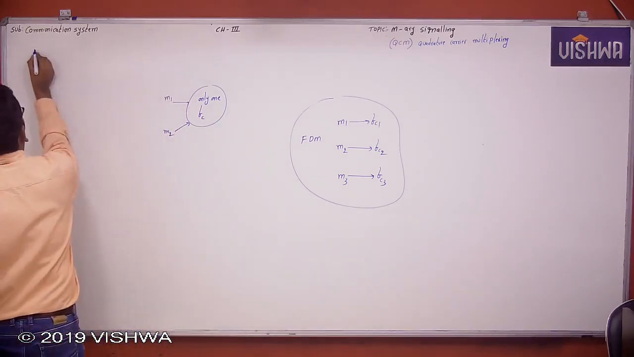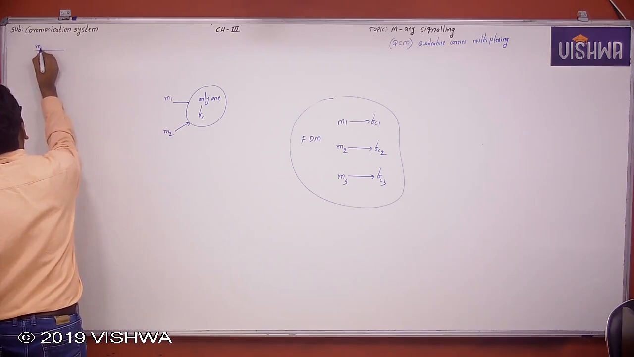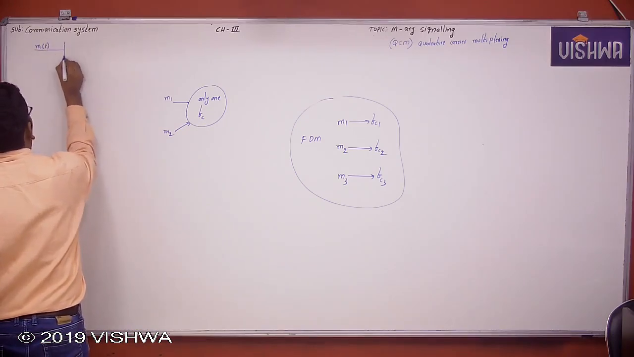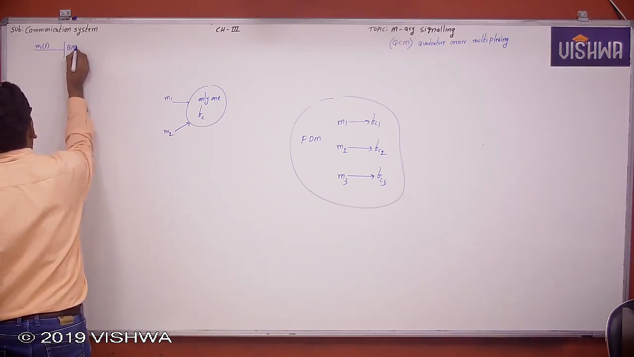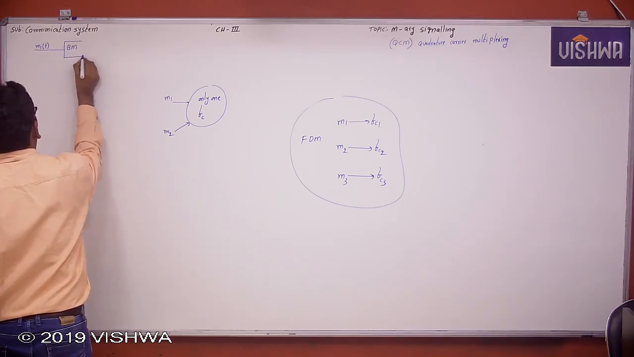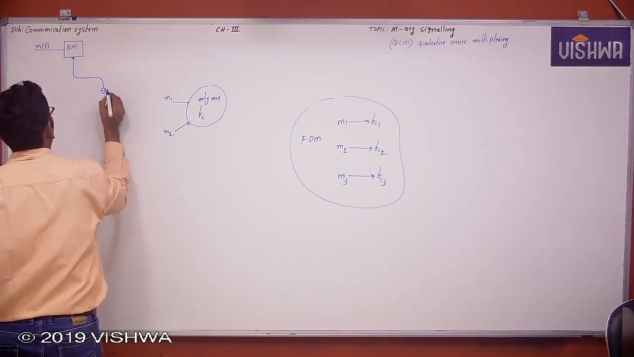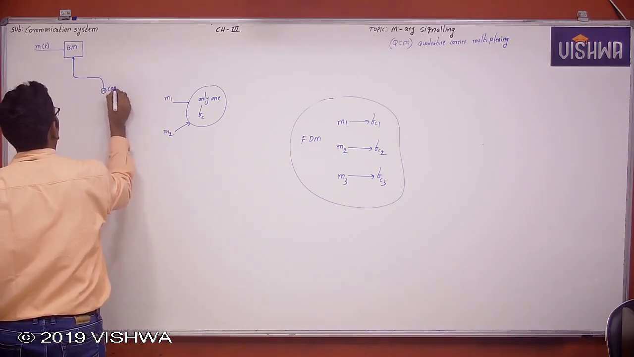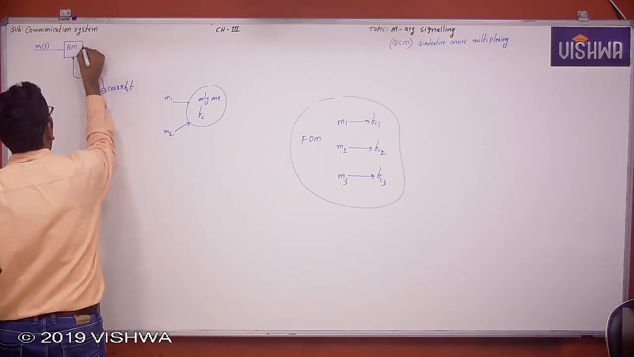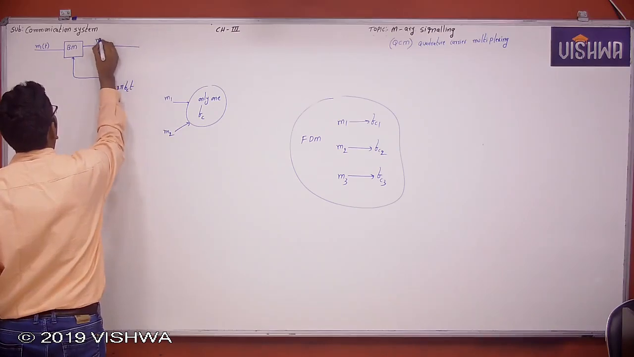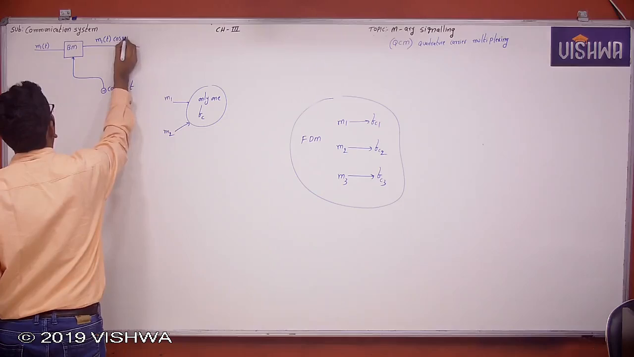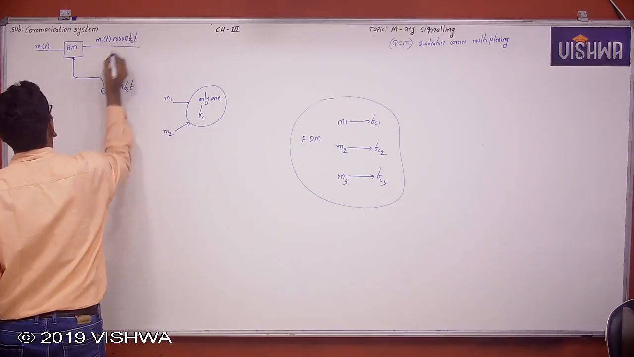So this is the message signal 1, m1 of t. Now this is the product modulator, or balanced modulator, or product multiplier, all are the same. Now this is the carrier cos 2 pi fct. Now what is the output here? m1 of t into cos 2 pi fct, the modulated signal.